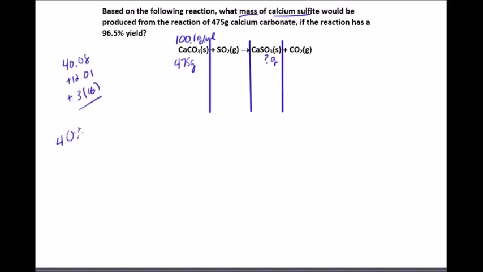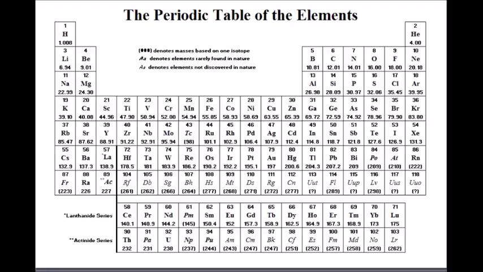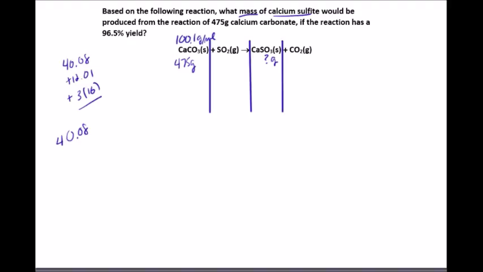All right, for the calcium sulfite, you've got calcium. This time you've got a sulfur, which is 32.06. And then once again 3 oxygens. So that gives me a total of 120.1 grams per mole. Okay, so now let's start doing our conversions.